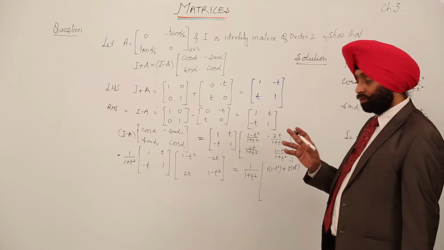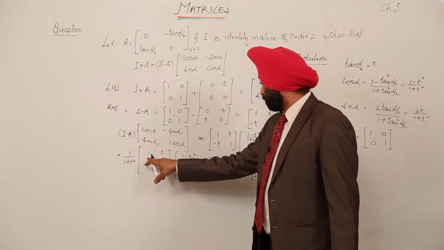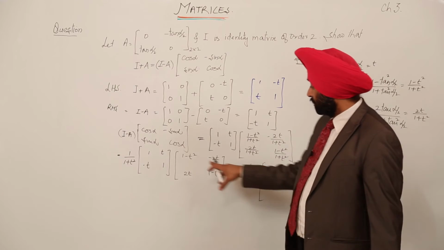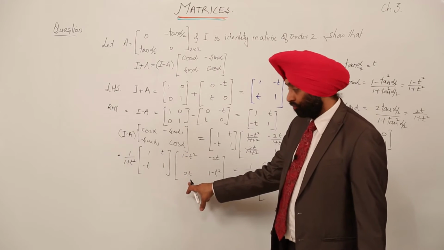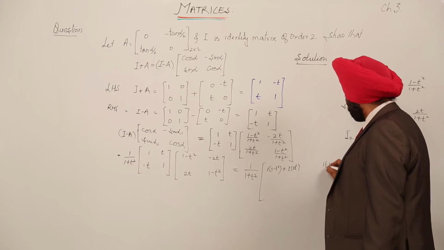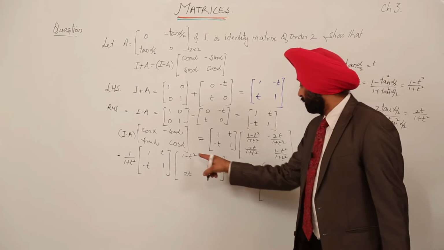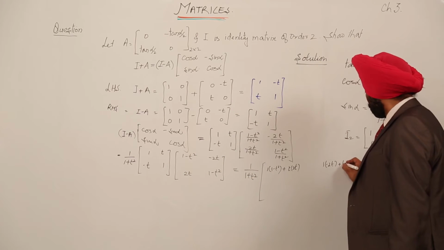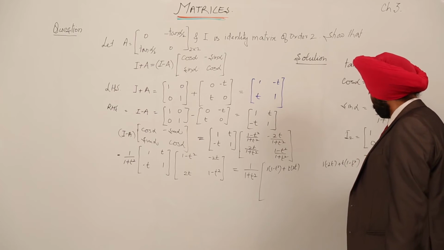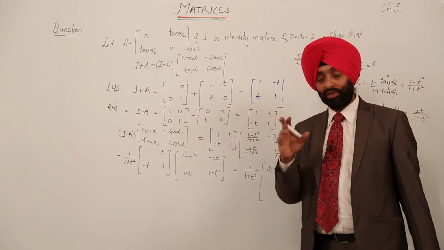First condition, first row, first column: 1 times 1 minus t square, t times 2t. Now 1 times minus 2t, 1 times minus 2t plus 1 minus t square. That is first row, first column, first row, second column.